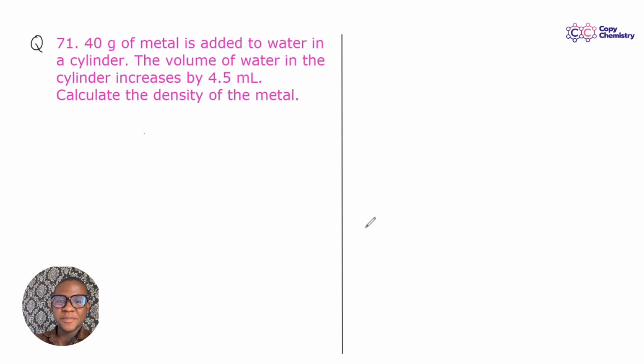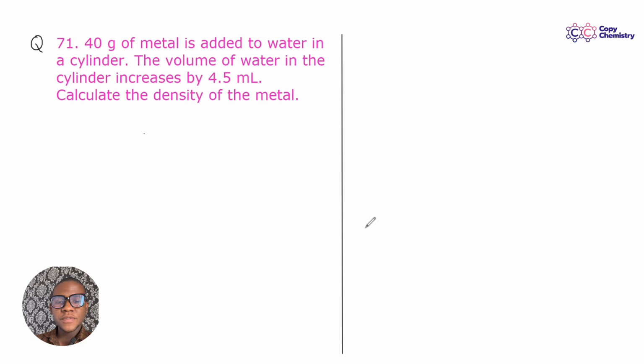Hi, I'm down here. This is question 71 on stoichiometry. 40 grams of metal is added to water in a cylinder. The volume of water in the cylinder increases by 4.5 mL. Calculate the density of the metal.